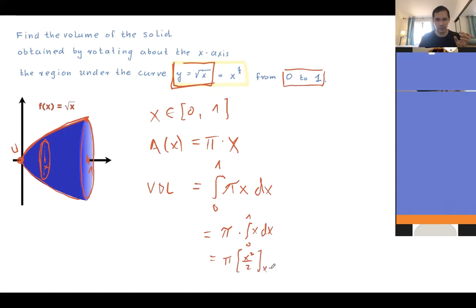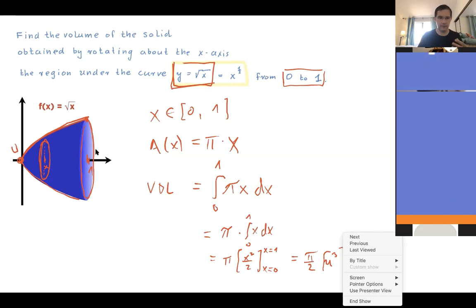Indicate that you want to know what this function is equal to at 0 and what this function is equal to at 1. At 1, this function is equal to 1/2. When you multiply this by pi, that will give you pi over 2 of some units cubed. So this is exactly the volume of this solid, which is obtained by rotation of this region.